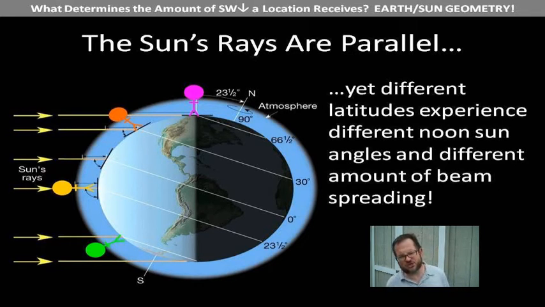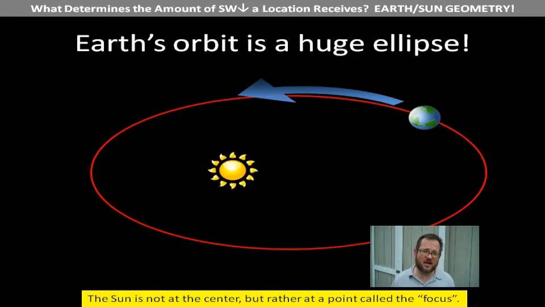This is a complicated issue of Earth-Sun geometry. And to understand why it works that way, you need to first remember that the Earth's orbit is this huge ellipse around the sun, where the sun is not actually quite in the center of it. It's at a location off to one side of the center of the ellipse. The right word for the position of the sun is that it's at the focus of the Earth's orbit.